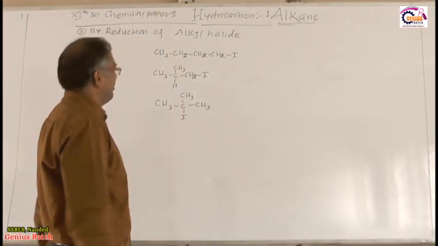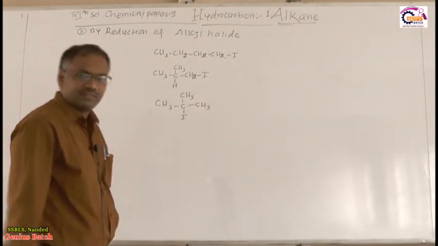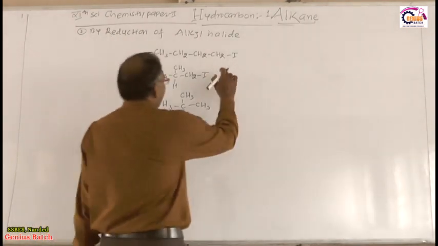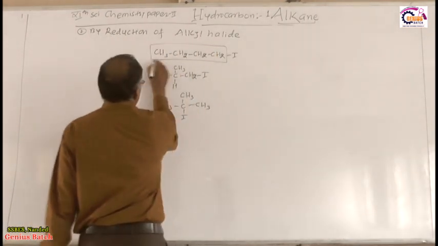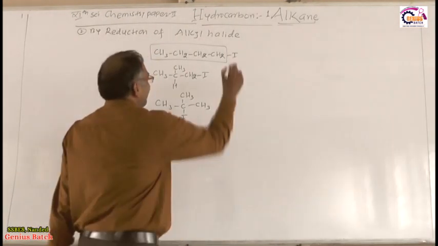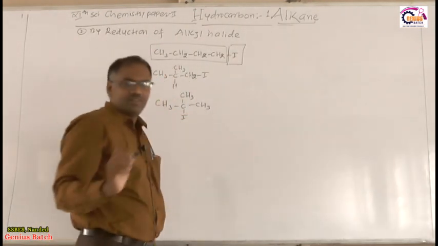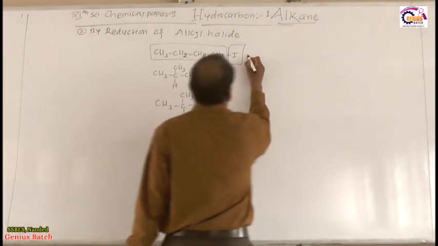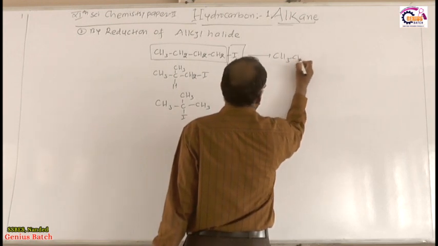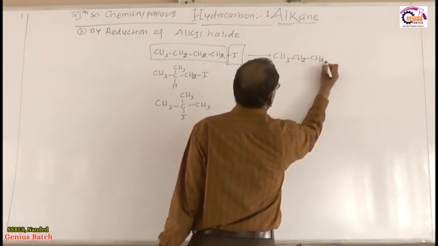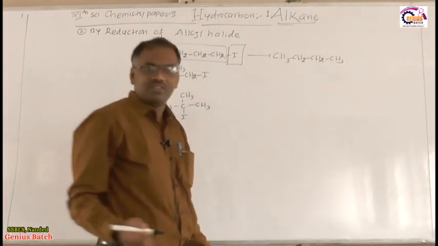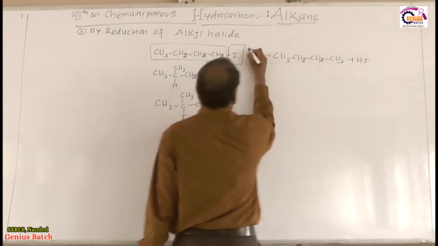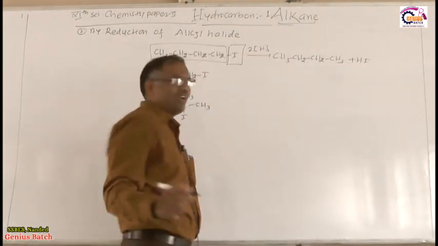So what is the theme of this reaction? Addition of hydrogen atom. 1 hydrogen is added to this alkyl group, and another hydrogen is added to this iodine. What will you get? CH3CH2CH2CH3, right? So this is n-butane. Then 1 hydrogen is added, HI. So therefore these 2 nascent hydrogens you have to add.